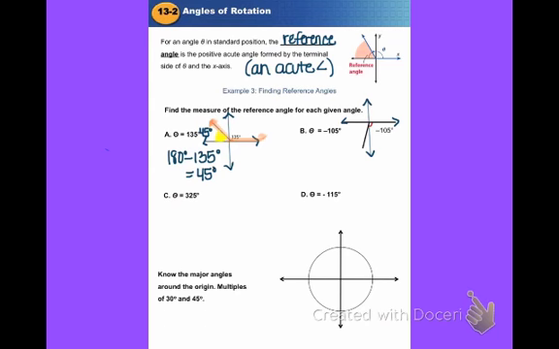And that's what we mean by a reference angle. How many degrees is the terminal side away from the x-axis? So with that same thing in mind, for this example B, this would be our reference angle.